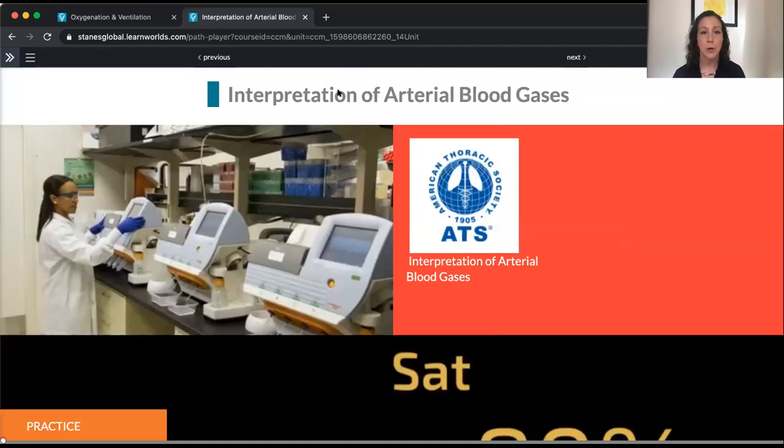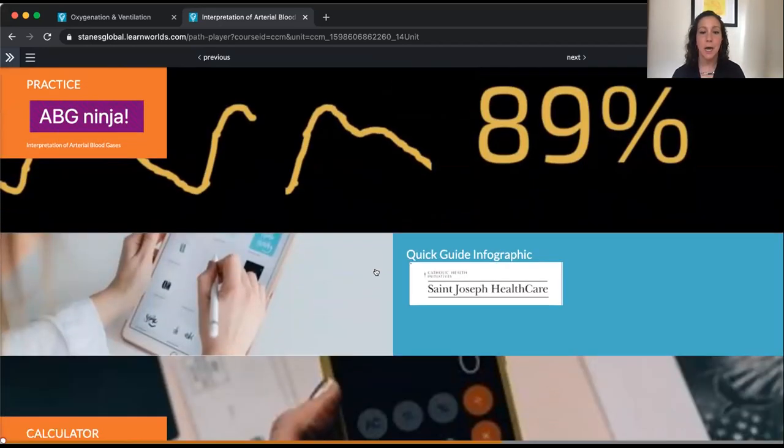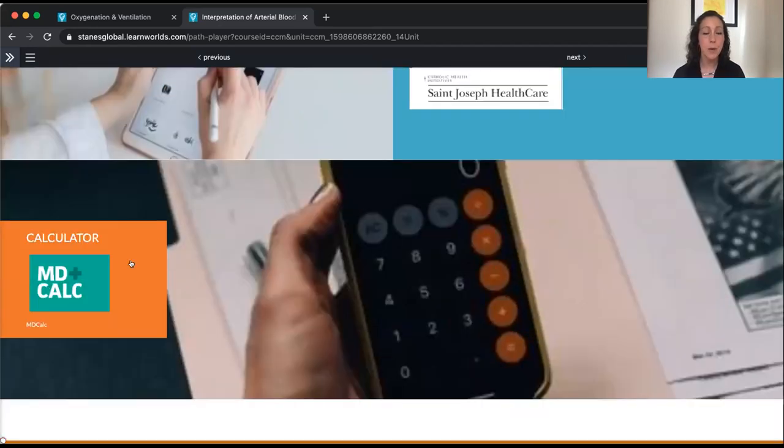And we have a page called Interpretation of Arterial Blood Gases. The American Thoracic Society has put out an article. There's some practice using ABG ninjas. There's some great infographics with St. Joseph's Healthcare. And one thing that I really like to use every day really in practice is this site called MDCalc.